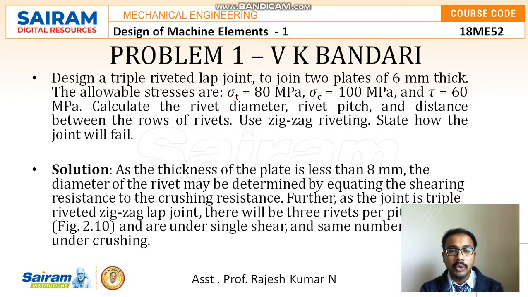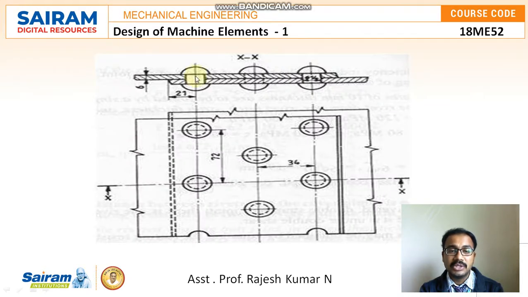So this is an important note you have to remember. If the thickness is greater than 8 mm, then we can go with Unwin's equation, but here it is less than 8 mm. So we have to equate the shearing resistance to the crushing resistance. Further, as the joint is a triple riveted zigzag lap joint, there will be 3 rivets per pitch, which I'll be showing in the upcoming sketch, under single shear and the same number of rivets under crushing. You can see it is a zigzag pattern and a triple riveted joint.